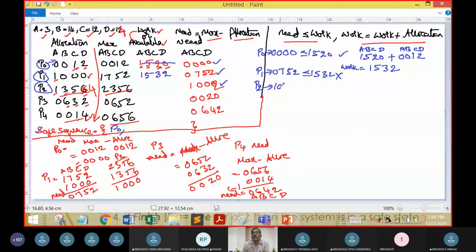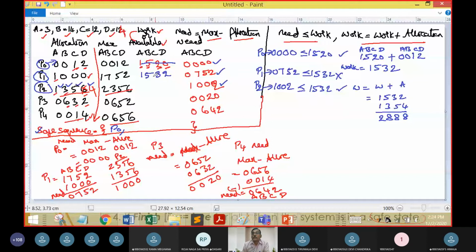So what is work here? 1532. What is allocation here? What is P2 allocation? P2 allocation is 1, 3, 5 and 4. So I'll be getting 2 instances, 8 instances, 8 instances and 6 instances. So now I can update this value here. Instead of 1, 5, 3, 2, now I am going to assign it as 2, 8, 8.